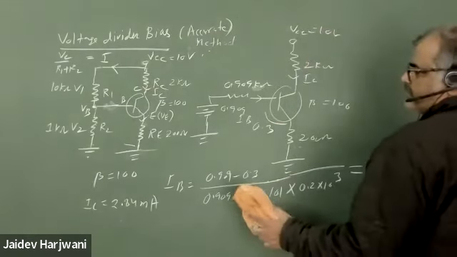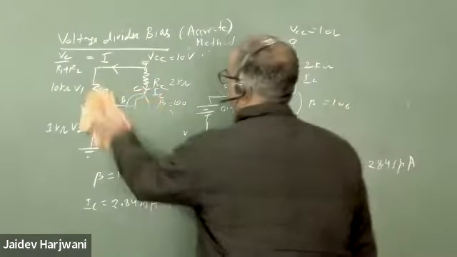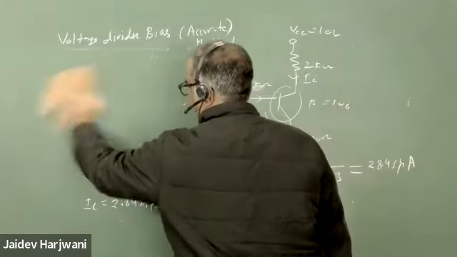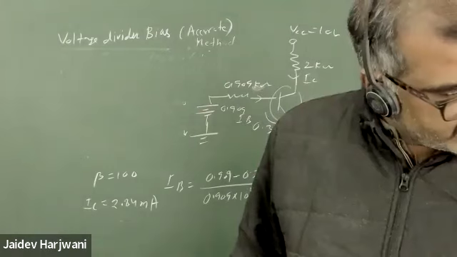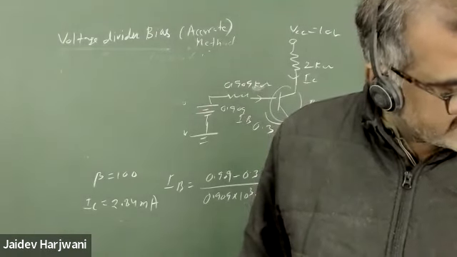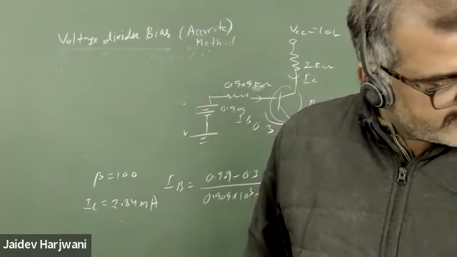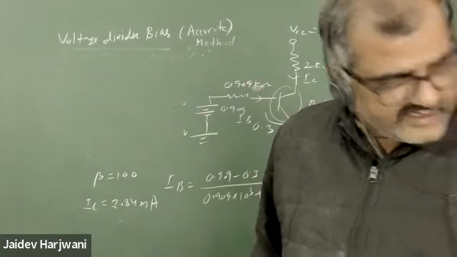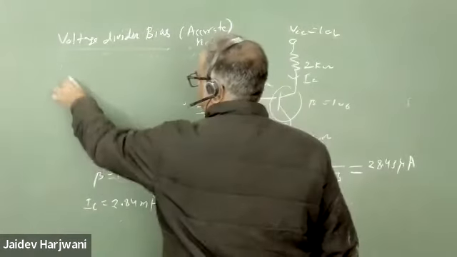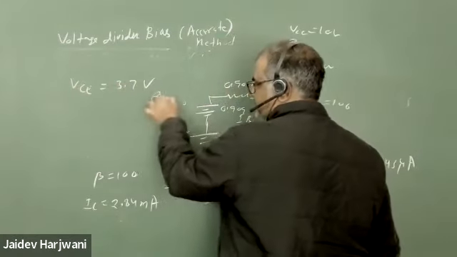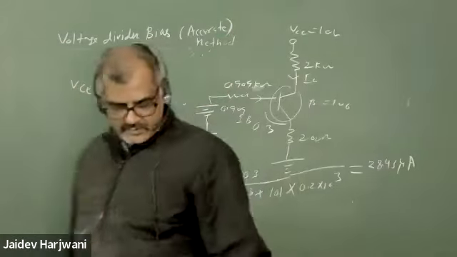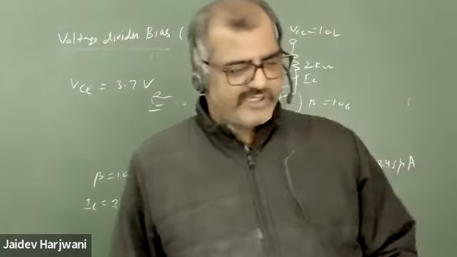Okay, so once you know the IC, VC is 3.75. VC is coming 3.7 volt. Yes. Okay, so you know IC, now you can find VC. So VC is coming 3.7 volt approximately. Check it in the question. Okay, IC saturation also you can check.